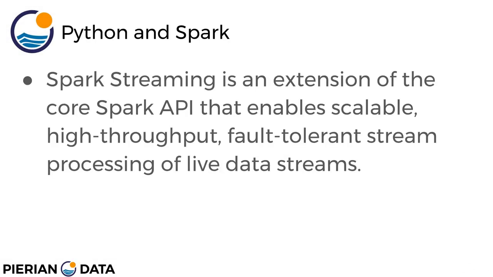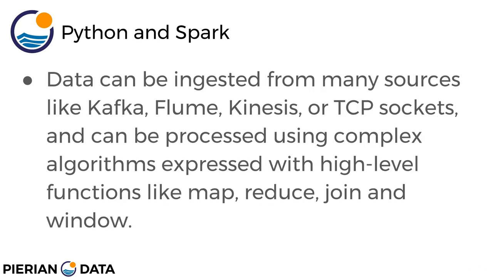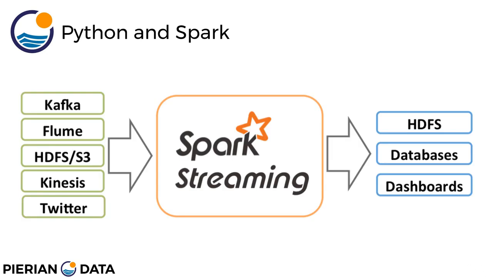Spark Streaming is an extension of the core Spark API that enables scalable, high-throughput, fault-tolerant stream processing of live data streams. Previously, we've been working with data that's already been collected. In this case, we're going to move on to actually accepting live data. Data can be ingested from many sources like Kafka, Flume, Kinesis, or TCP sockets, and it can be processed using complex algorithms expressed with high-level functions like map, reduce, join, and window.